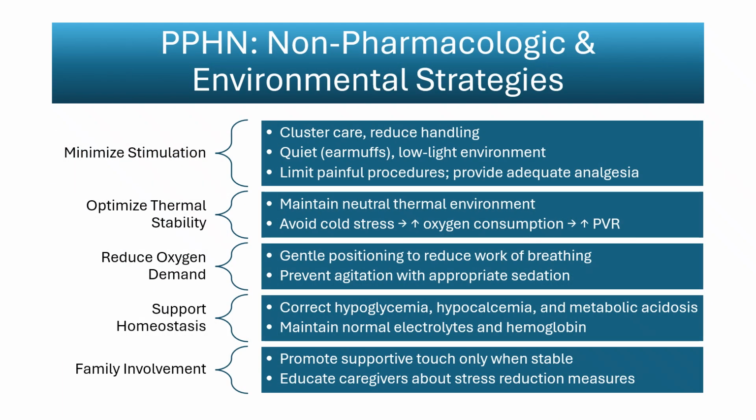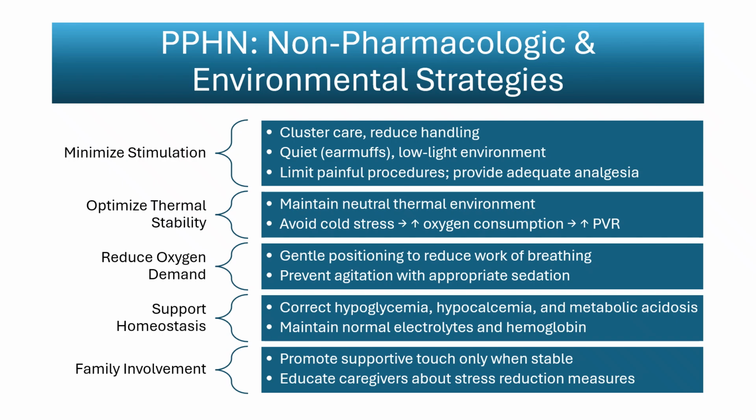This slide emphasizes multiple interventions aimed at reducing pulmonary vascular resistance and oxygen demand in infants with PPHN. The first category, minimized stimulation, includes clustered care and reduced handling to prevent catecholamine surges that trigger pulmonary vasoconstriction. It also highlights maintaining a quiet environment with low light and ear protection and limiting painful procedures while providing adequate analgesia, which collectively reduce stress-induced increases in pulmonary pressures.